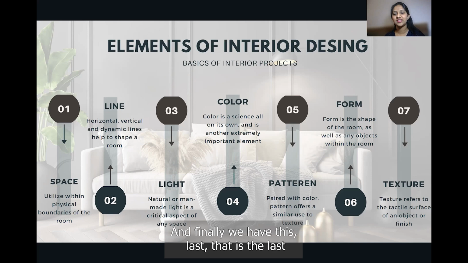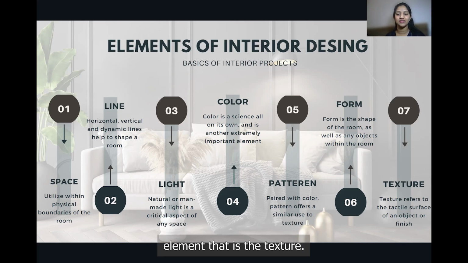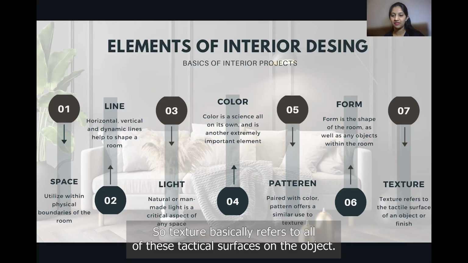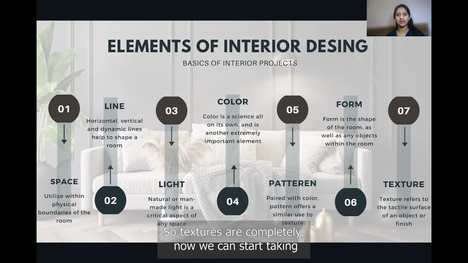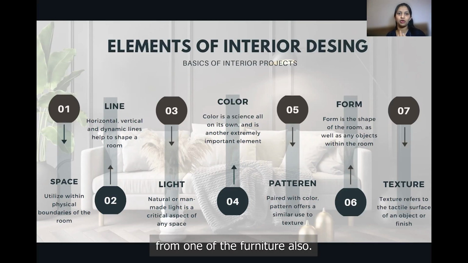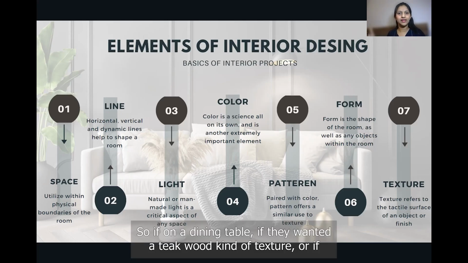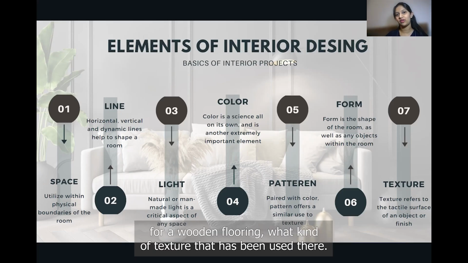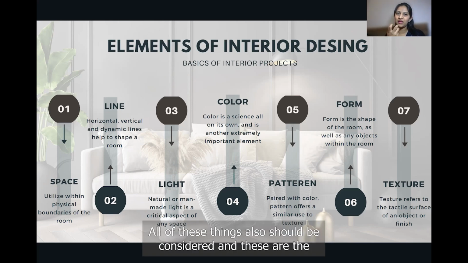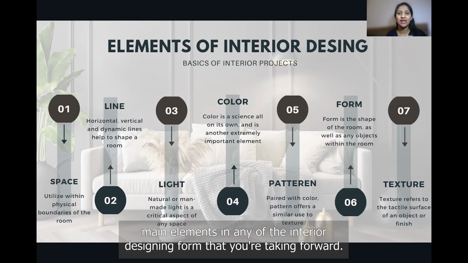And finally, we have the last element, that is texture. Texture basically refers to the tactile surfaces on the object, or its finished state. We can take an example from furniture. On a dining table, if they want a teak wood kind of texture, or a rosewood kind of texture, or even if they are looking for wooden flooring, what kind of texture has been used there should be considered. These are the main elements in any interior designing firm that you're taking forward.